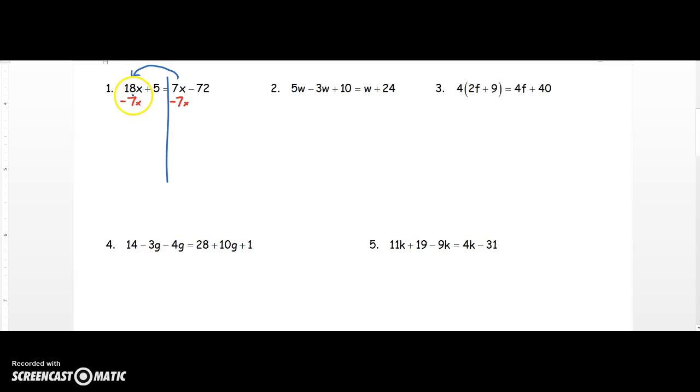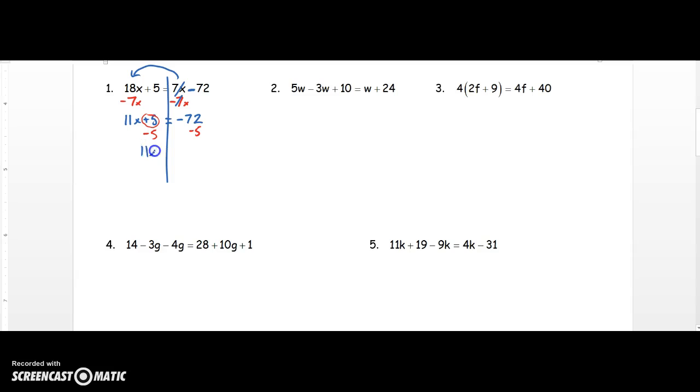So 18x minus 7x is 11x. Bring down your plus 5 equals, these cancel out. So then we're left with negative 72. Remember, the sign in front tells you if it's a positive or a negative number. Okay, now, is x by itself? No. So we have to add or subtract to get x by itself first. So x is on the left-hand side of the equation, so we need to move this positive 5. How are we going to do that? Positive 5, we are going to subtract 5 on both sides.